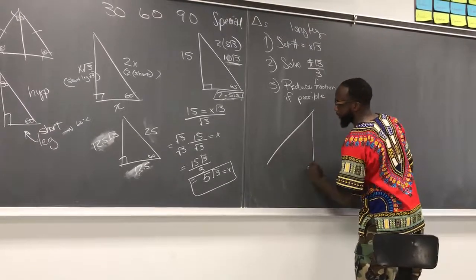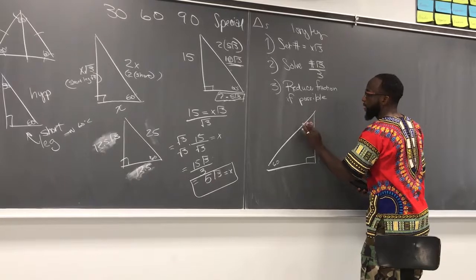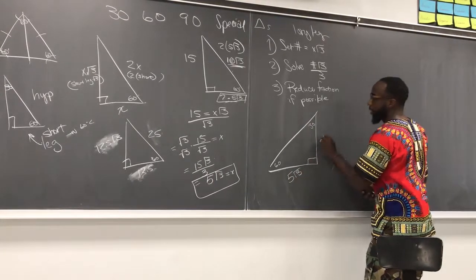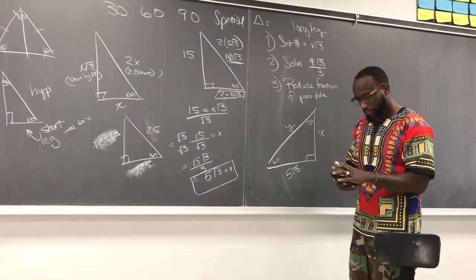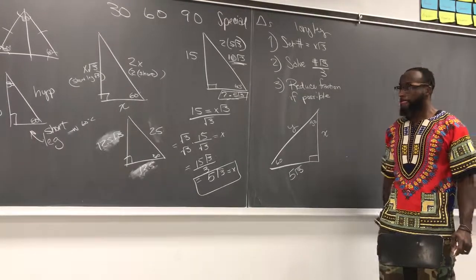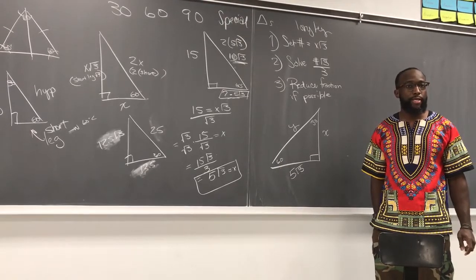So you have this triangle here. This is 60. This is 30. What if they made this side 5 root 3? What would be this side and that side? What would be the answer? Once you have an answer, raise your hand.